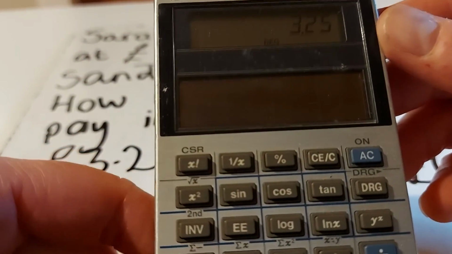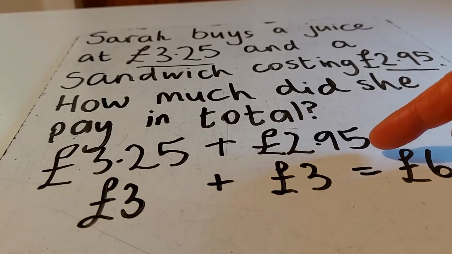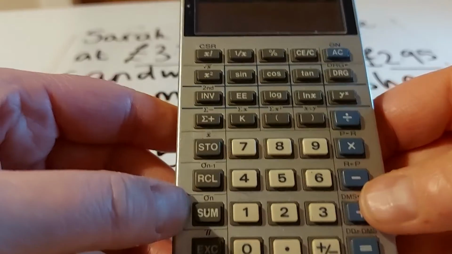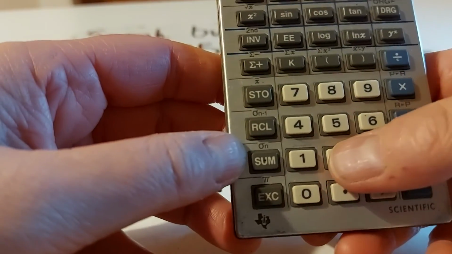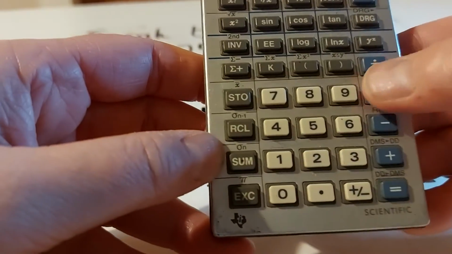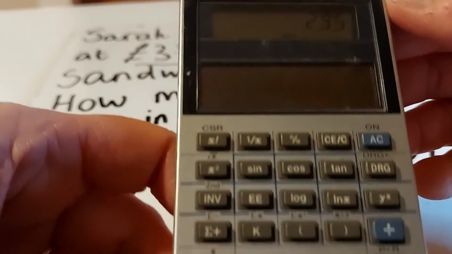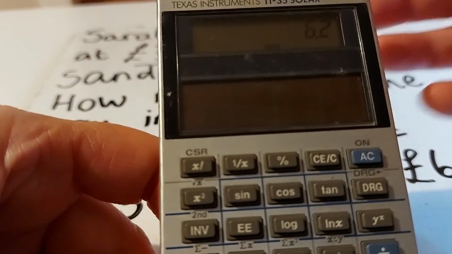Okay, so hopefully if I move it down, you should see on the screen it says 3.25. And as I said, you don't need the pound sign. I'm adding £2.95, which as you can see is 2.95. I've already pressed add, I think. Let me just see though. I'll push in the 2, and if I've made a mistake, no. 2.95 should appear up there. And then to work out the answer, I just press equals, and the answer is 6.2.